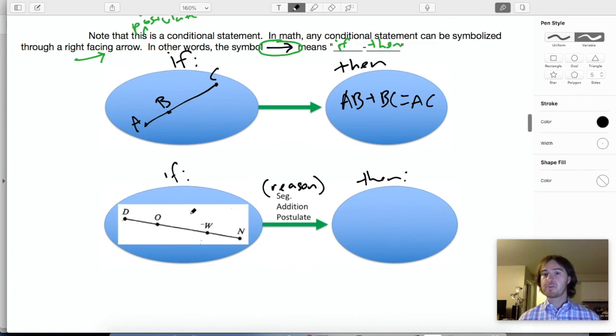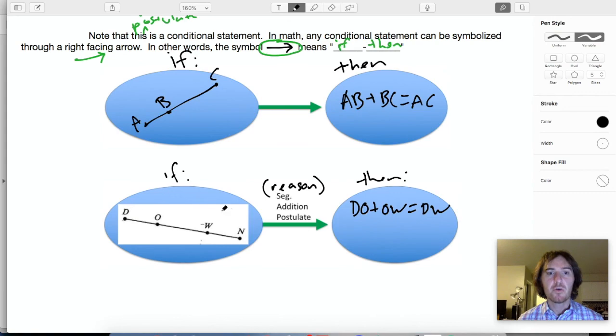If we have this, what are some conclusions we can make? I can think of maybe 3, maybe 4 conclusions. Let's check it out here. Well, how about this? Can I make this as a conclusion? DO plus OW equals what? Well, O is shared here, so O is between D and W, so that means that equals DW. Here, again, we have part plus part equals whole.